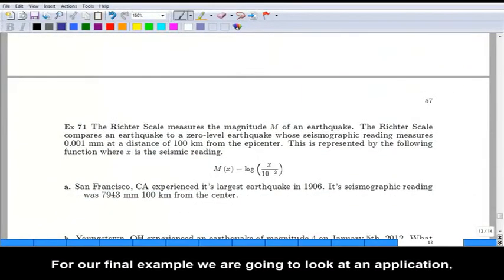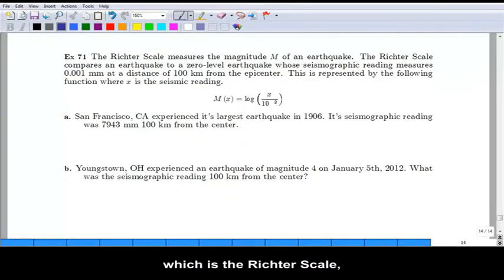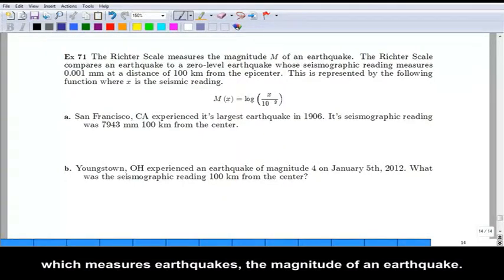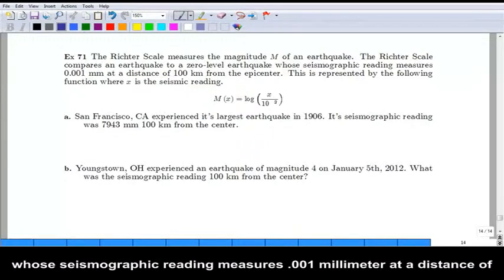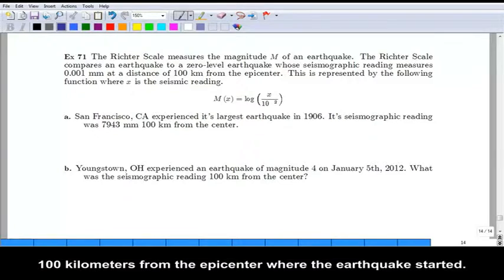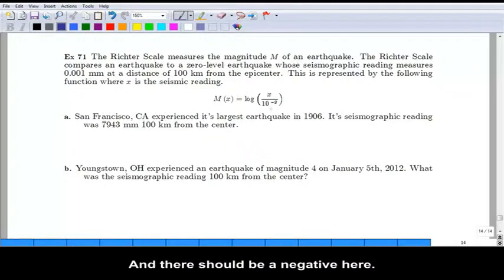For our final example, we are going to look at an application, which is the Richter scale, which measures earthquakes, the magnitude of an earthquake. The Richter scale compares the earthquake to a zero-level earthquake whose seismographic reading measures 0.001 millimeters at a distance of 100 kilometers from the epicenter where the earthquake started. This is represented by the following function, where x is the seismic reading. And there should be a negative here.